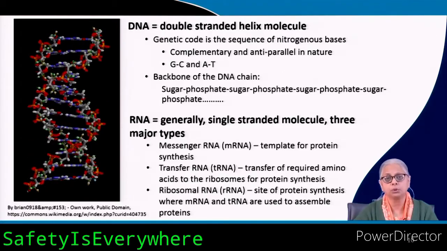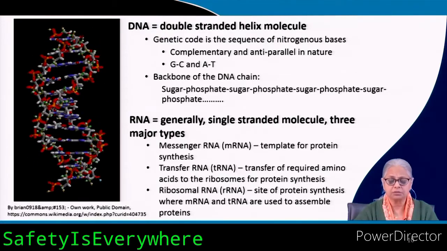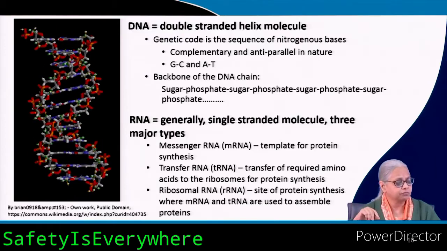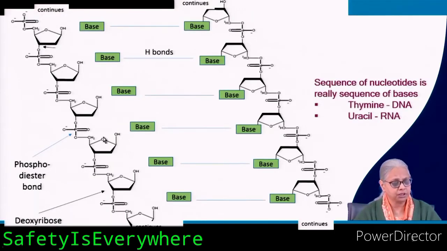So that is the backbone, the repeating sequence of sugar phosphate. Let me just show it to you again. So you have the ribose phosphate, it's attached to the next ribose and the next phosphate. So that is the backbone, and the genetic coding is the nitrogenous bases.